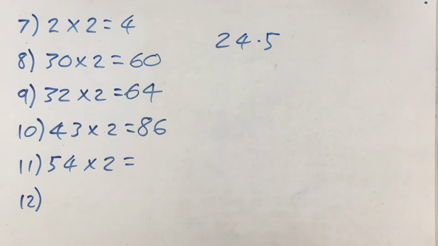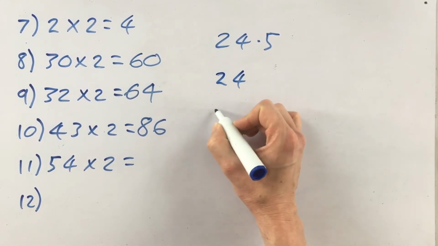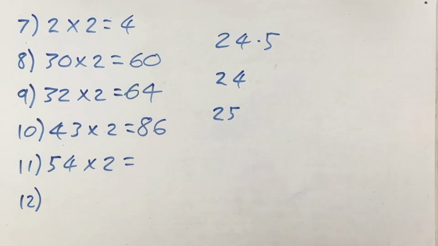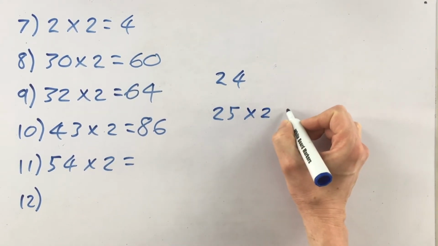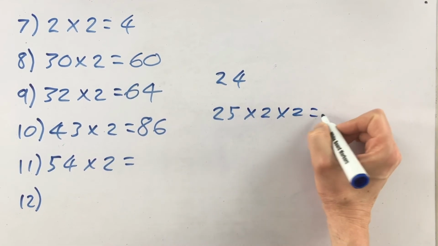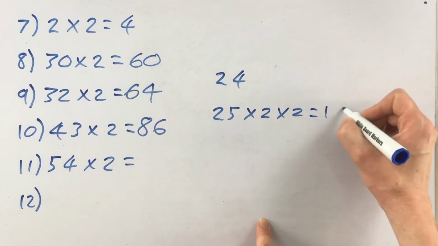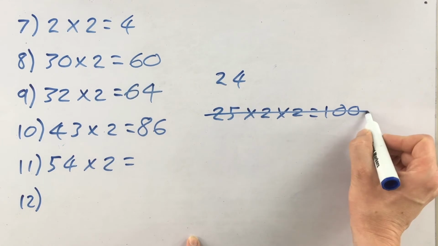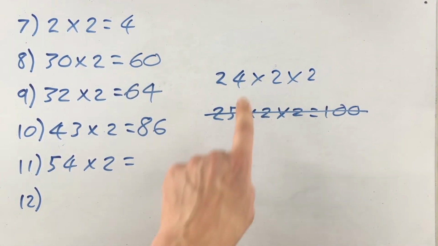I've got to ask myself, is this answer going to be 24 or 25? If it was 25 and I doubled it and doubled it again, 25 times 2 is 50, times 2 would be 100, but it needs to be less than 100, so it can't be that. Therefore, the answer must be 24.